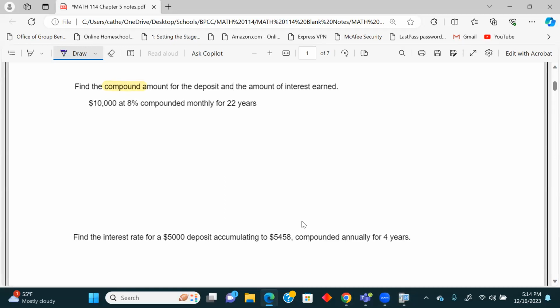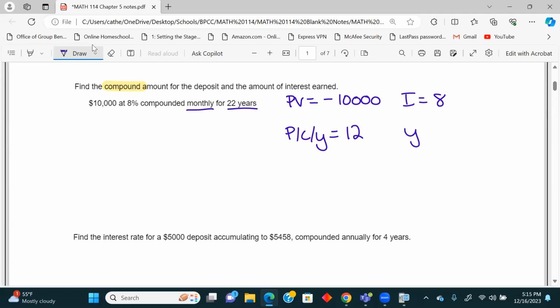All right, so we have $10,000. So the amount that's being invested is going to be our present value, the $10,000, and I'm going to make it negative. I'll explain that. The rate, which is going to be our I, is going to be 8. Monthly, I'll show you where this goes. Monthly means 12 times a year, so PCY is going to be 12. And the number of years is going to be 22.